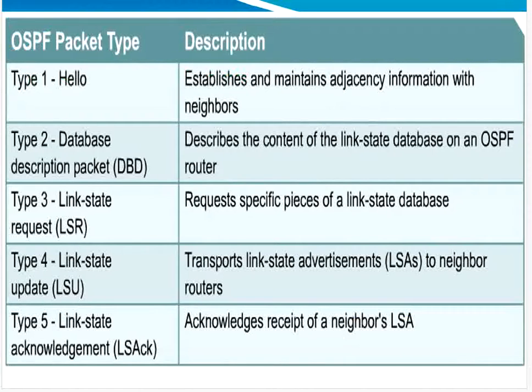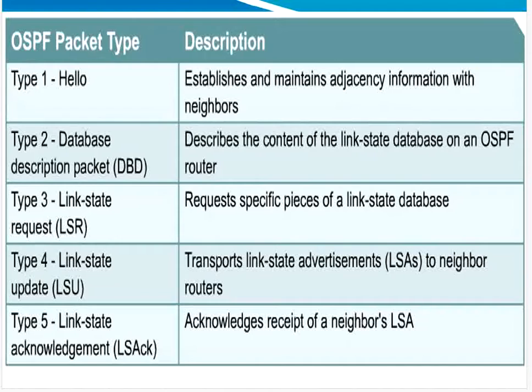First of all we have to see the first type of packet. What is its functionality? That is the hello packet. The hello packet generally establishes and maintains the adjacency information with the neighbors. Type 2 is the database description packet, DBD. It describes the content of the link state database on the OSPF router. Type 3 is the link state request, LSR, which requests specific pieces of the link state database.